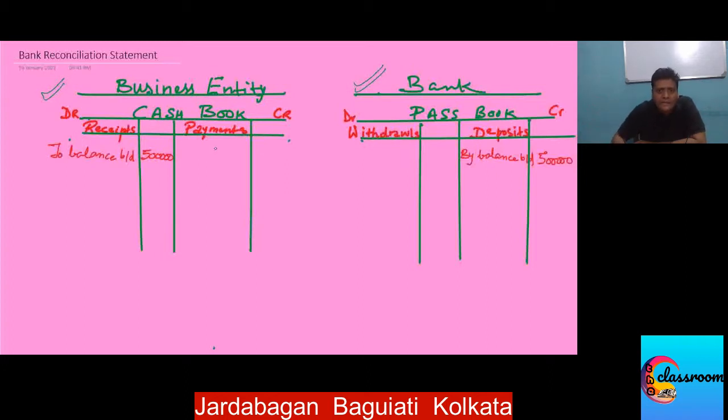Here we are considering this is our bank account actually maintained by the business entity. This cash book is our bank column. This is our bank column actually. So this is a bank account maintained by the business entity. The same transactions are recorded by the bank in this book. This book is called passbook.